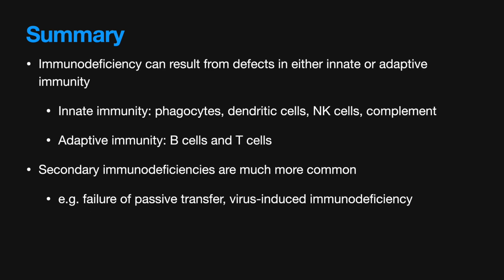To summarize, immunodeficiency can result from defects in either the innate or adaptive immune system. Innate immunity includes cells like phagocytes, dendritic cells, NK cells, and complement proteins. Adaptive immunity is primarily regulated by B and T cells. Of the immunodeficiencies, secondary immunodeficiencies are much more common and include things like failure of passive transfer or virus-induced immunodeficiencies.